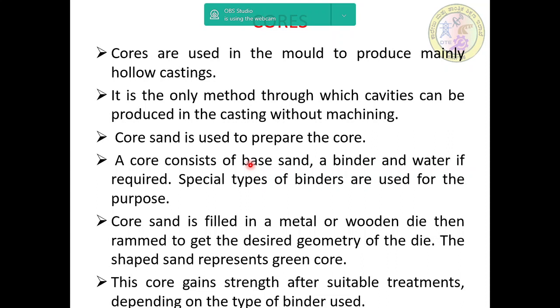Core sand is used to prepare the core. A core consists of base sand, binder, and water if required. Special types of binders are used for the purpose. Core sand is filled in a metal or wooden die, then rammed to get the desired geometry of the die. The shaped sand represents the green core. This core gains strength after suitable treatments depending on the type of the binder we are using.